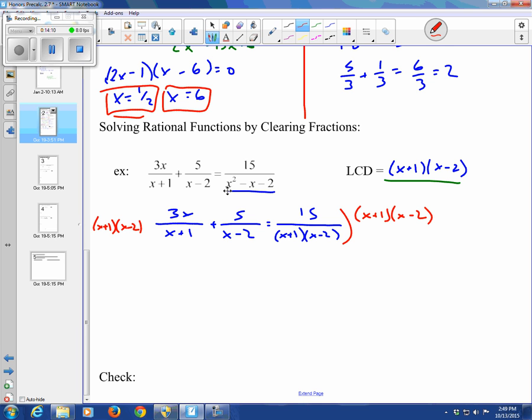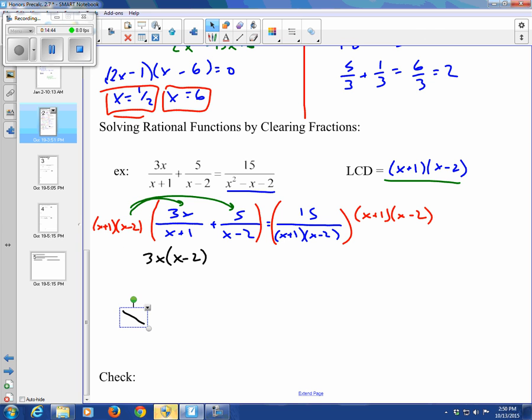Multiply our x plus 1 times x minus 2 on both sides, and it's going to cancel out our denominators for us. Right here on the left side, when I distribute through that least common denominator, it's going to cancel differently with both my terms. When I multiply into the first term, I'm dividing by x plus 1, so that's going to cancel the x plus 1, and I'm just going to get 3x times my x minus 2. So right here we'd get 3x times x minus 2 when we multiply into the first term.